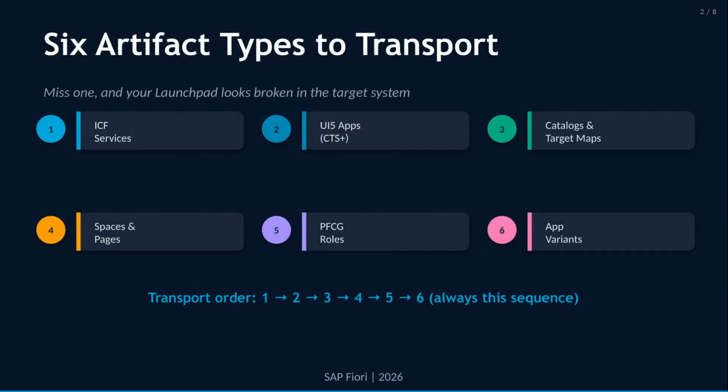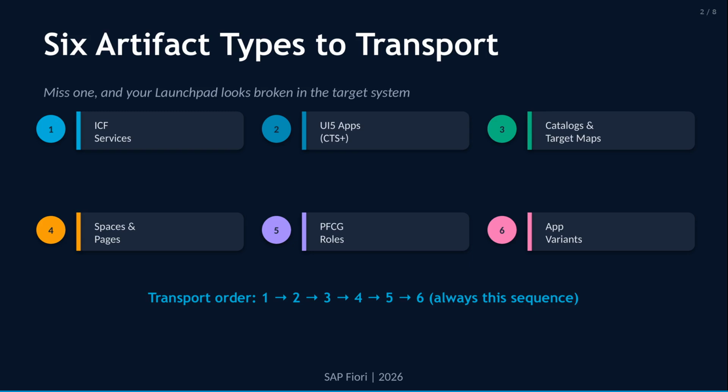Before we talk about transporting Fiori content, let us map what needs to be transported. A complete Fiori deployment involves at least, first, catalogs and groups. These are configured in transaction /n/UI2/FLPD_CUST and define which tiles users can see.